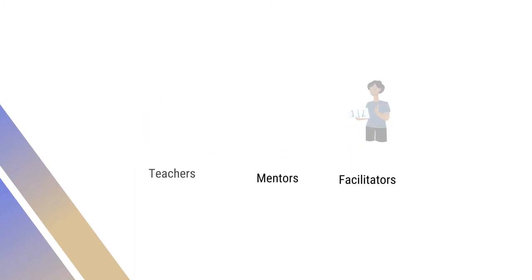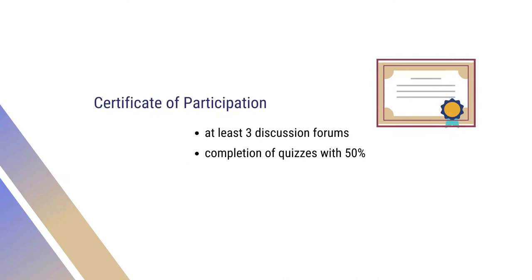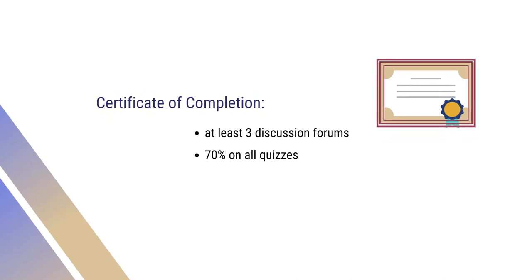At the successful completion of the MOOC, you will earn a certificate. There are 2 levels of certification available, based on your level of participation and completion of tasks and activities assigned during the learning. Certificate of participation requires participation in at least 3 discussion forums and completion of quizzes with 50%. Certificate of completion requires 70% on all quizzes and participation in at least 3 discussion forums.